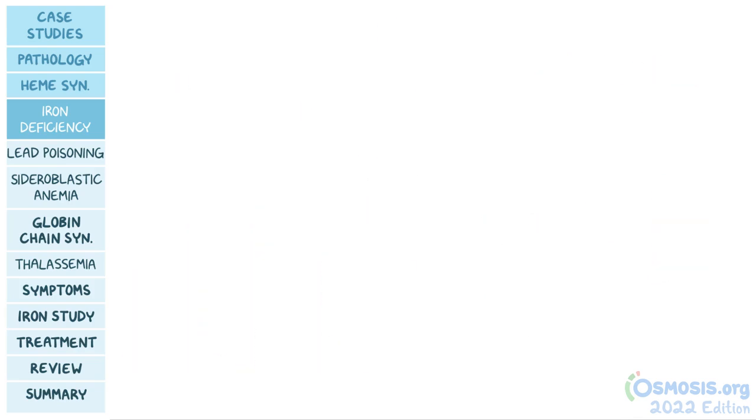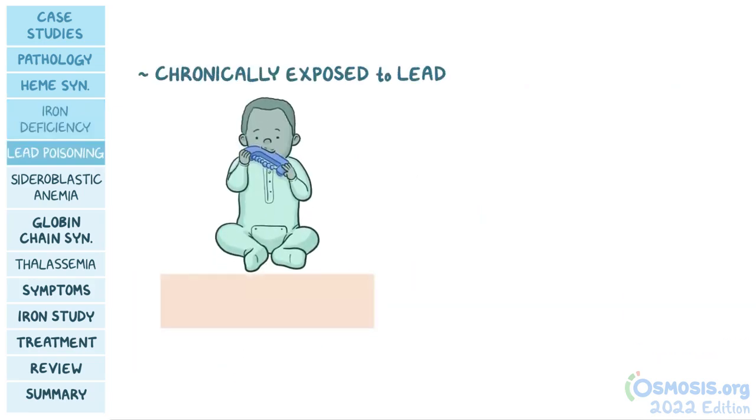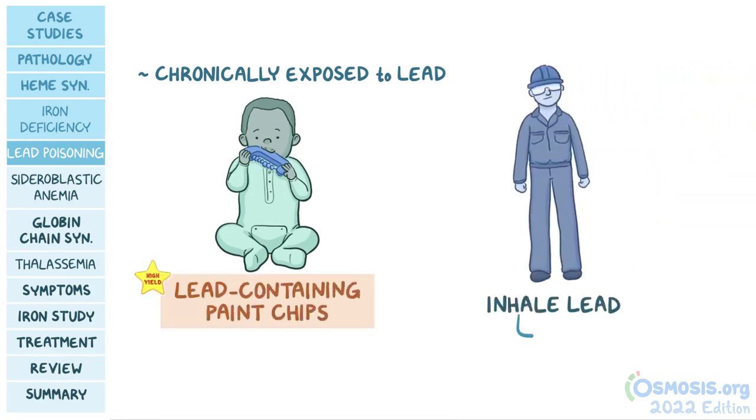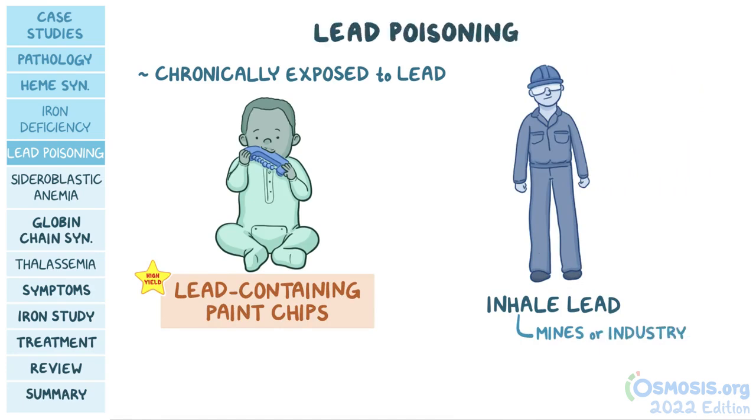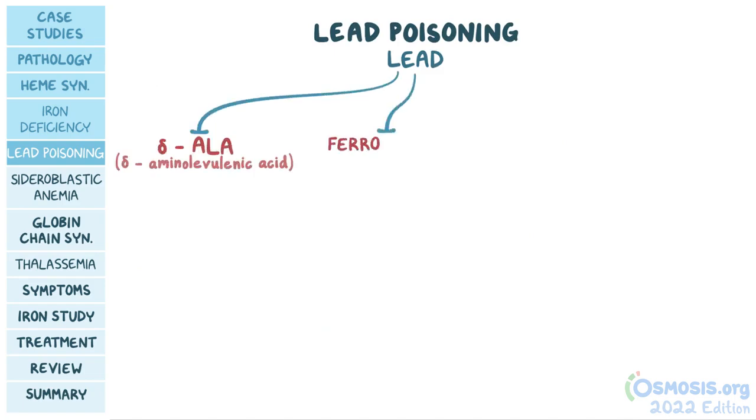Okay, moving on. If someone is chronically exposed to lead, usually children ingesting lead-containing paint chips, or adults who inhale lead while working in mines or industry, they can get lead poisoning. Lead inhibits delta-aminolevulinic acid, or delta-ALA, dehydratase, and ferrochelatase, two important enzymes in the heme synthesis pathway.